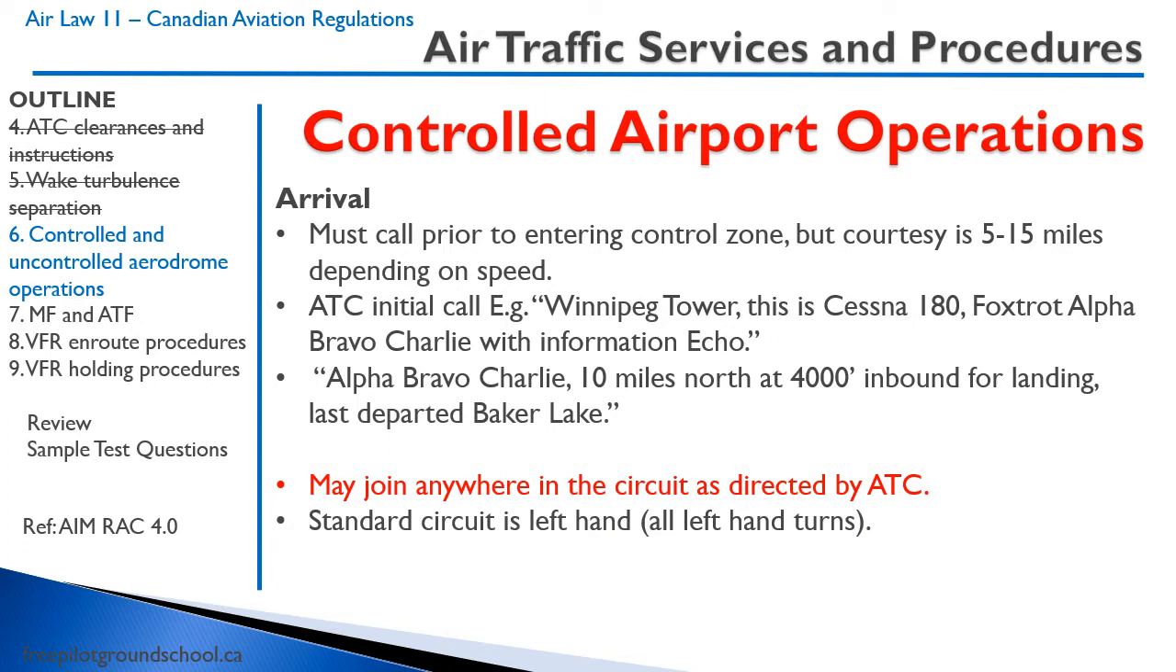At a controlled airport or a mandatory frequency, you can join the circuit anywhere as indicated by ATC. They might say you're cleared straight in approach. They might say left base, join the downwind, anything they want to do. A standard circuit is a left-hand circuit, meaning all turns are left-hand. The turn after departure to crosswind is left-hand, onto downwind is left-hand, onto base is left-hand, and then of course the final is left-hand as well.